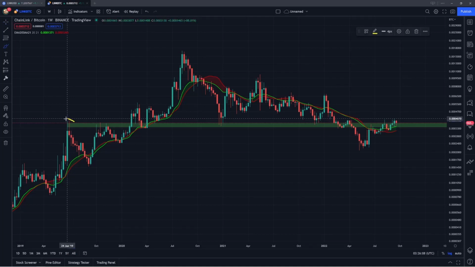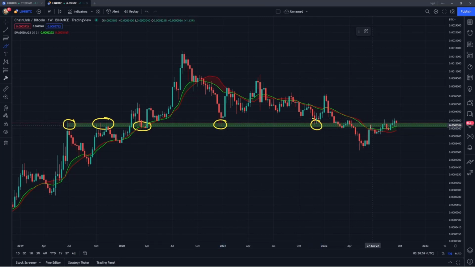Now, back in 2019, this was a very strong point of resistance. We had a rejection in July, another rejection in October, as well as November. And then eventually when LINKBTC got back above this, it flipped it into support. We had a pretty nice bounce, which led to this impressive all-time high around 170,000 satoshis. And then eventually we came back down, retested it as support. It held as support. Another retest in December of 2021.